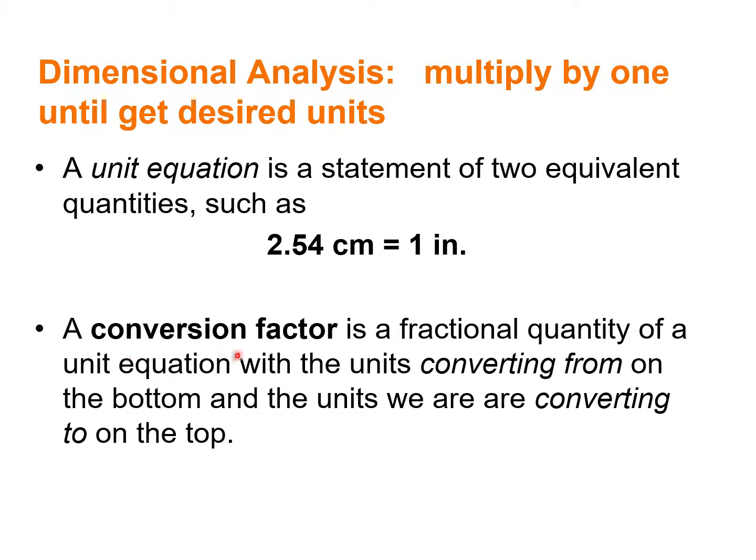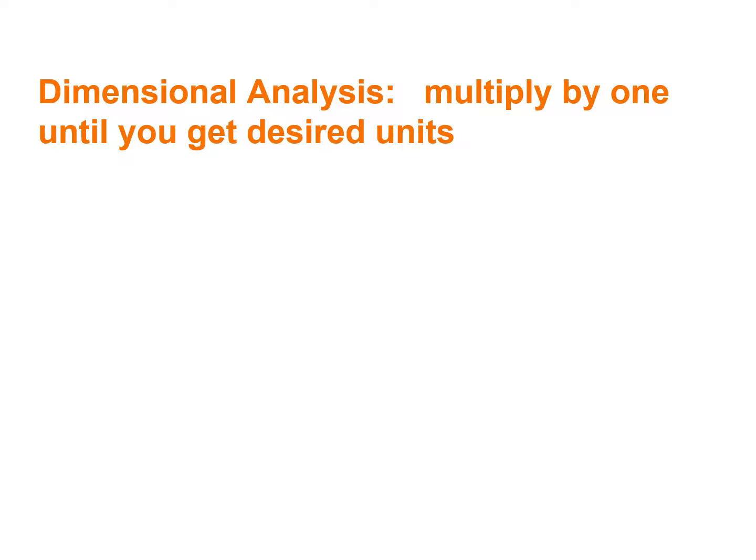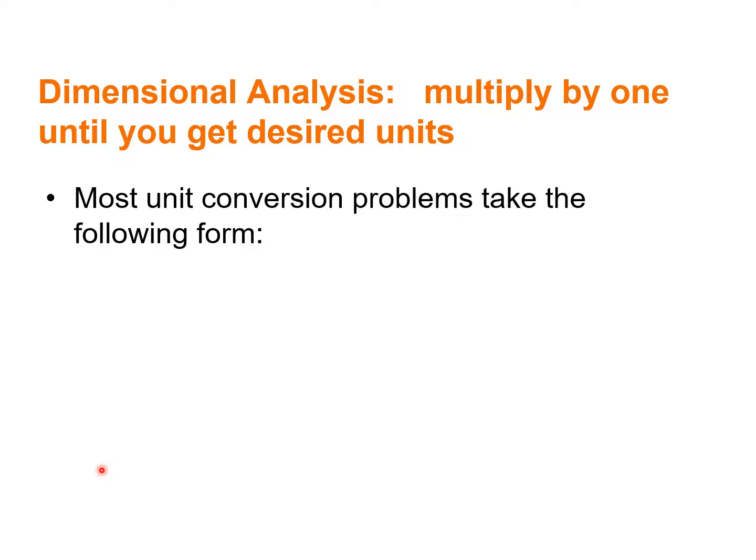When you write out a conversion factor, you write out this unit equation as a fraction. So you either say 2.54 centimeters over an inch, or you say 1 inch over 2.54 centimeters. And you use that to convert from where you're starting to where you want to end up. So you use the equation where what you're converting from is on the bottom and where you want to end up is on the top. So in dimensional analysis, you multiply by 1 until you get the desired unit.